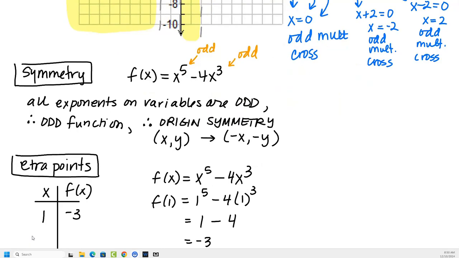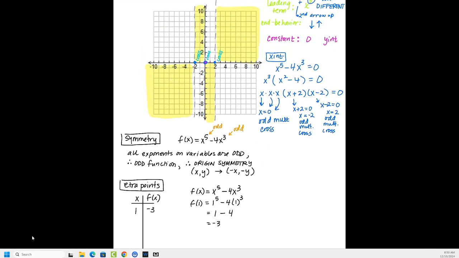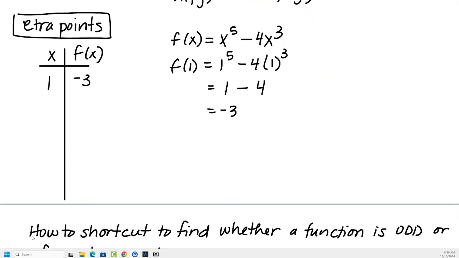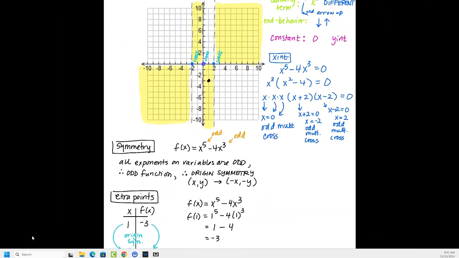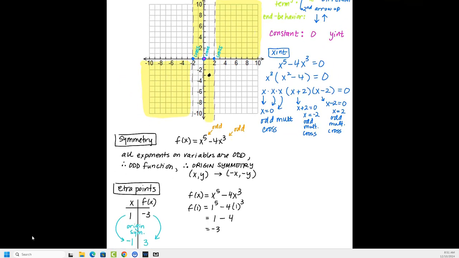So I can come up here, and I can plot 1, negative 3 right here. And then based on that, we know, by origin symmetry, what's my other point, you guys? Good, you negate both of them, so it's negative 1, positive 3. So I can come up here, and negative 1, 2, 3, it's right here.